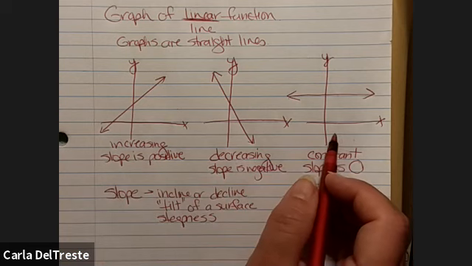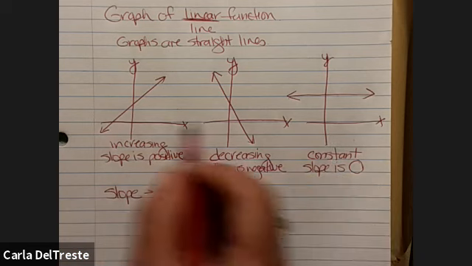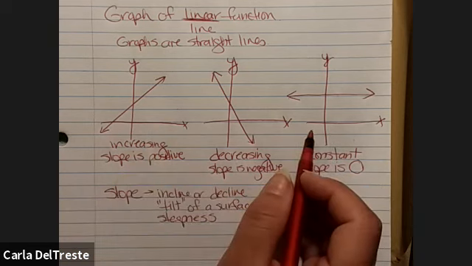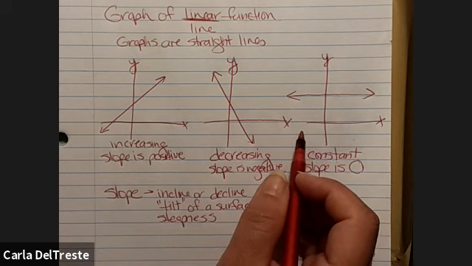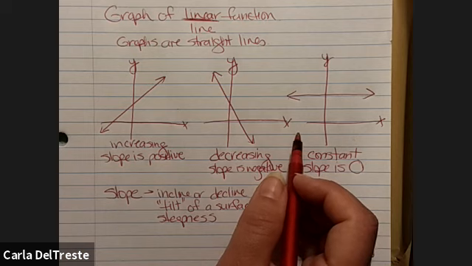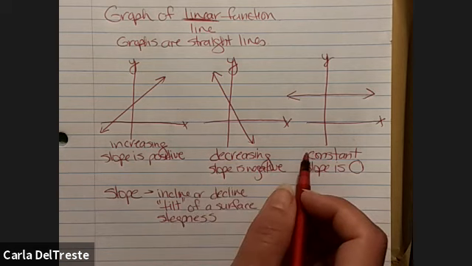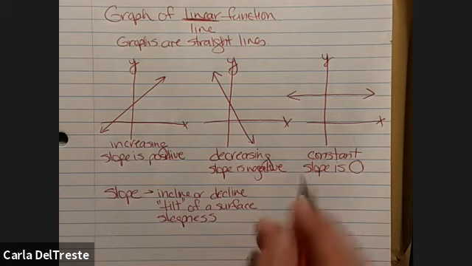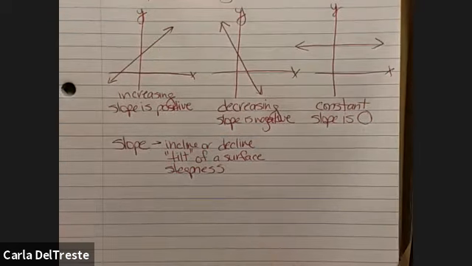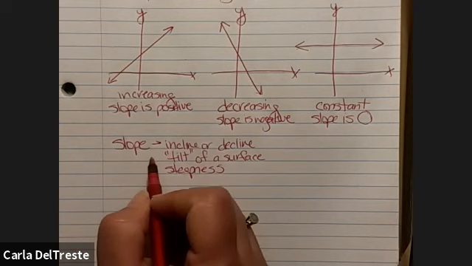You might notice that the vertical orientation is missing here. That's because a vertical line is not a function. In one of the upcoming videos, we'll be talking about what it means to be a function, and then you'll understand why that's not included here. But these are the three orientations that a linear function can take on. Let's continue with this concept of slope.